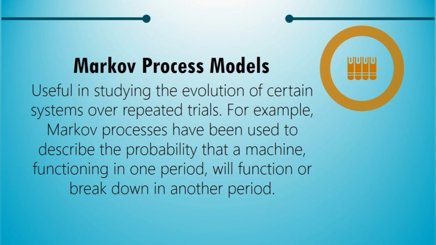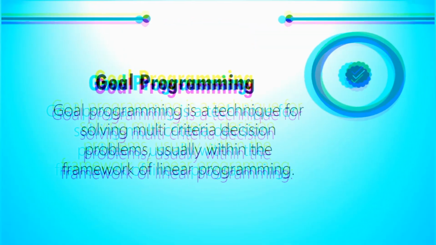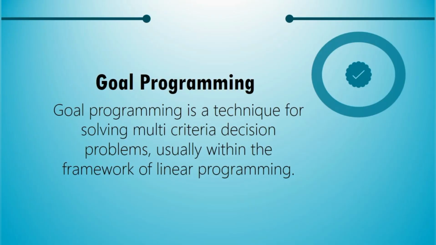Next to the Markov process model is goal programming. This is a technique for solving multi-criteria decision problems, usually within the framework of linear programming. So this can also help in minimization of a deviation in a higher priority level, being infinitely more important than all deviations in lower priority levels. So it helps a firm identify lower priority levels.